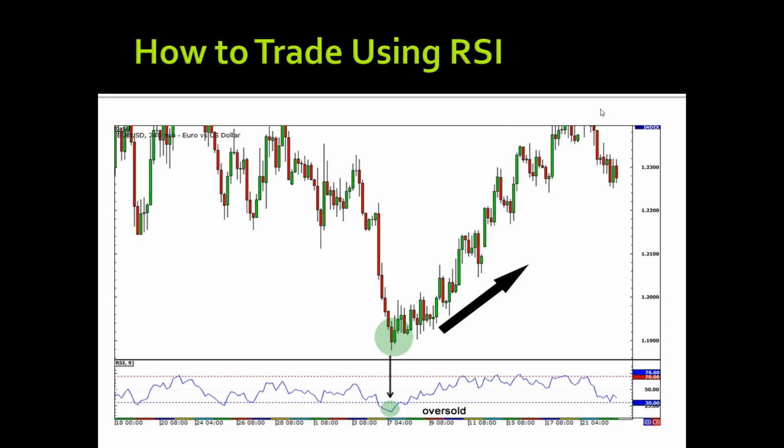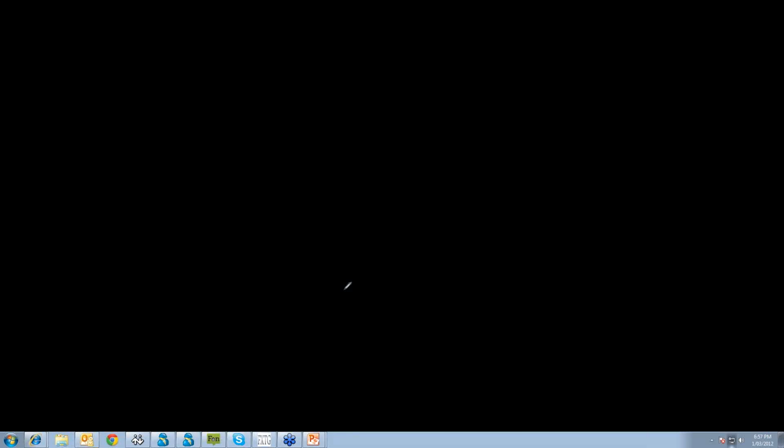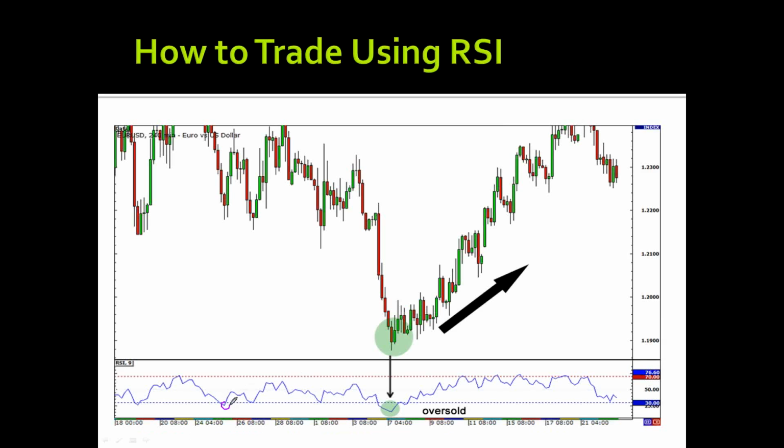In this example, I just want to let you know that there is an oversold position here. That's where you're seeing that. And there are more oversolds. There's another one here. Looks like it's occurring as well. Another one here as well.